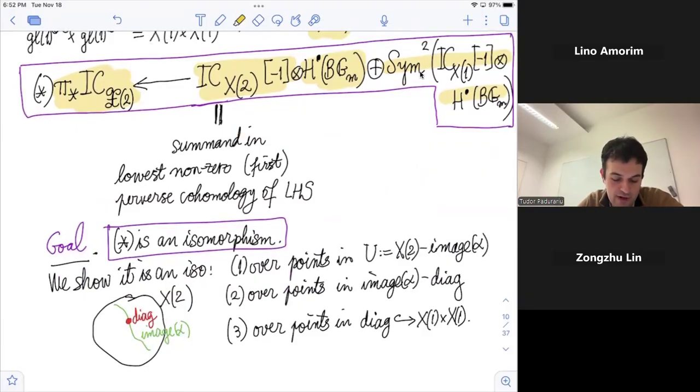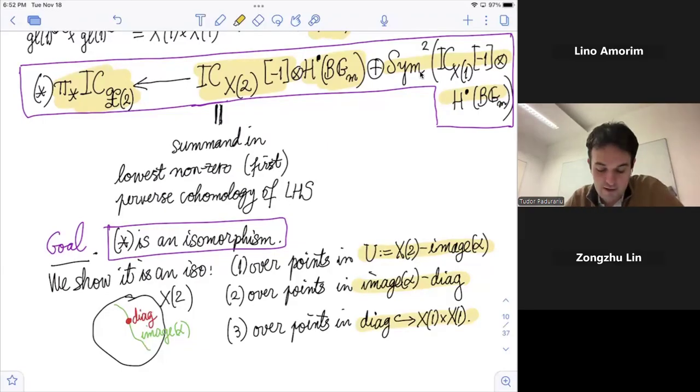We have first an open locus of smooth points in X2. So it's this locus U, X2 minus the locus of polystable representations, the image of this addition map. So first we'll discuss this. Then the singular locus is also stratified. So first we'll have points in the image of the addition map, direct sum of 2 representations that are not isomorphic. So we'll discuss this. And finally, we'll have the most singular points, which is the diagonal inside X1 times X1.